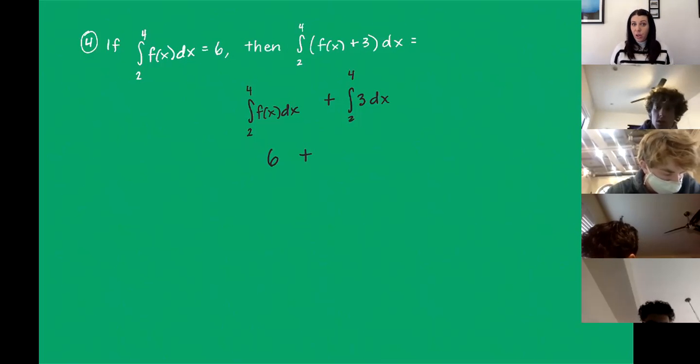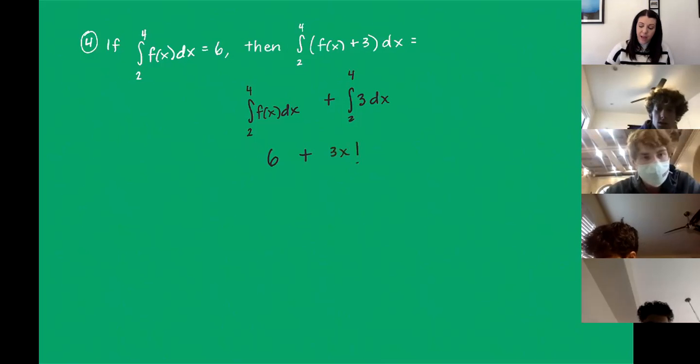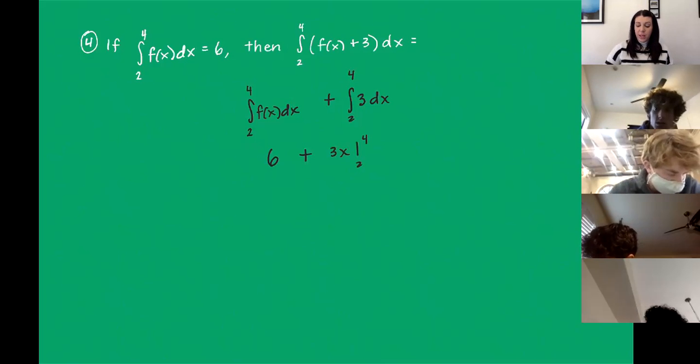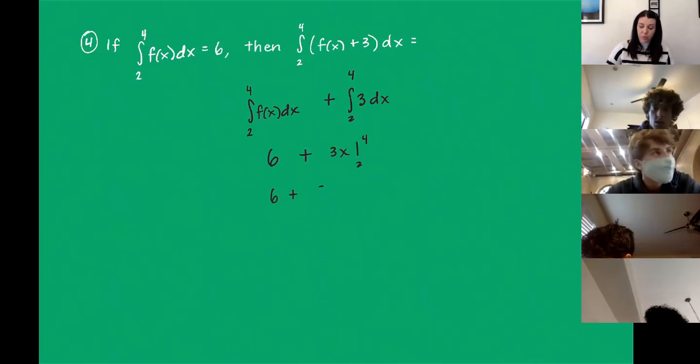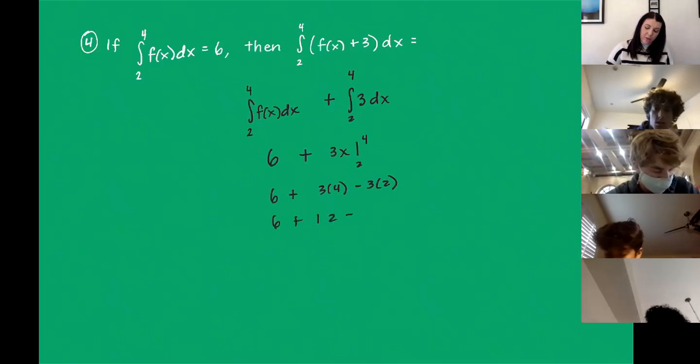So the integral of 3 is 3x, and we're evaluating that from 2 to 4. So you're really doing 6 plus 3 times 4 minus 3 times 2, which is the same as 6 plus 12 minus 6, which is just 12.